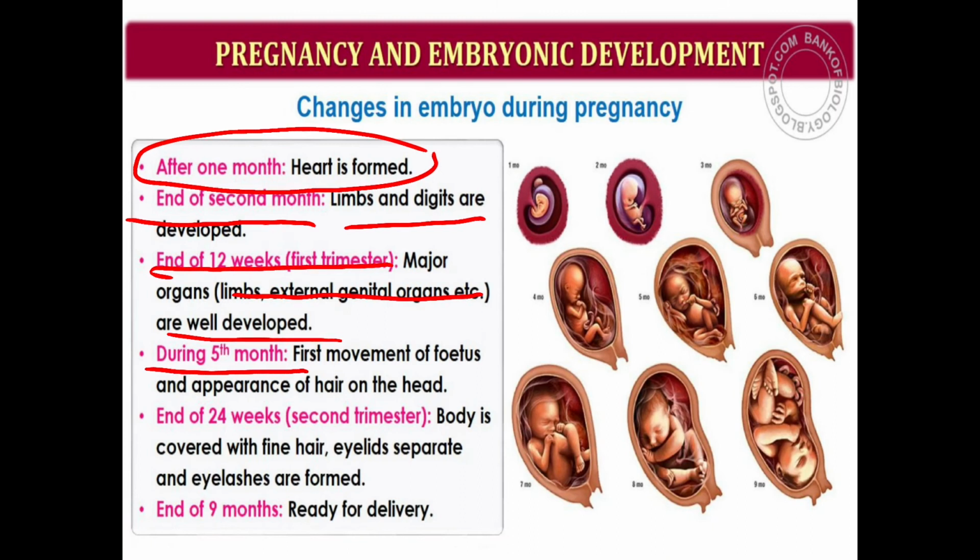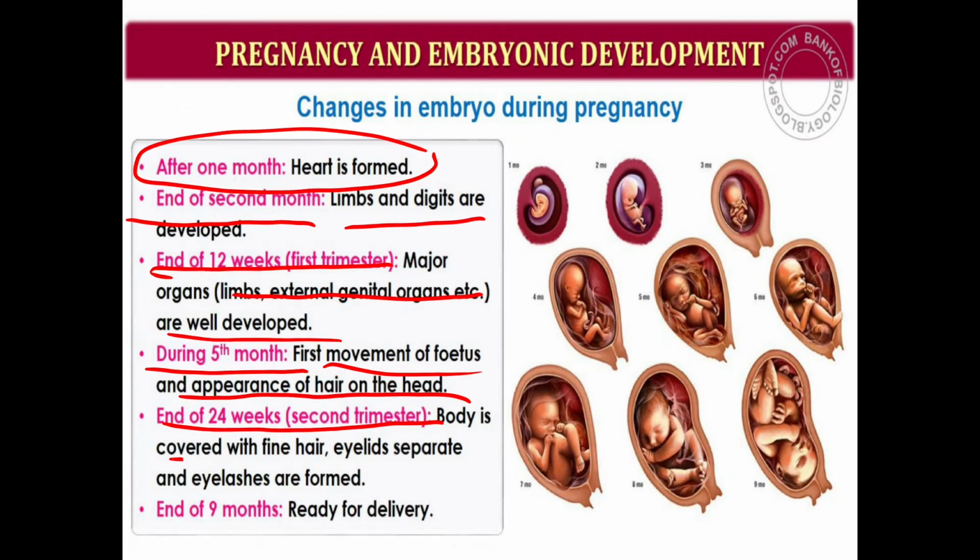During the 5th month of pregnancy, there is the first movement of the fetus. So the first movement of the fetus, this is also an important point, occurs during the 5th month, along with the appearance of hair on the head. Next, at the end of 24 weeks, that is the second trimester, what happens?